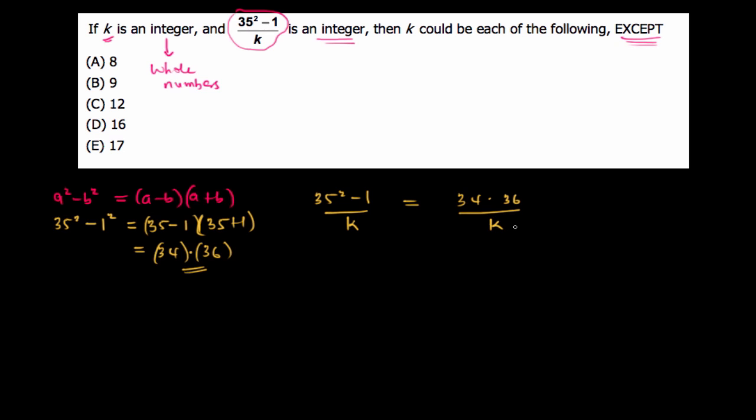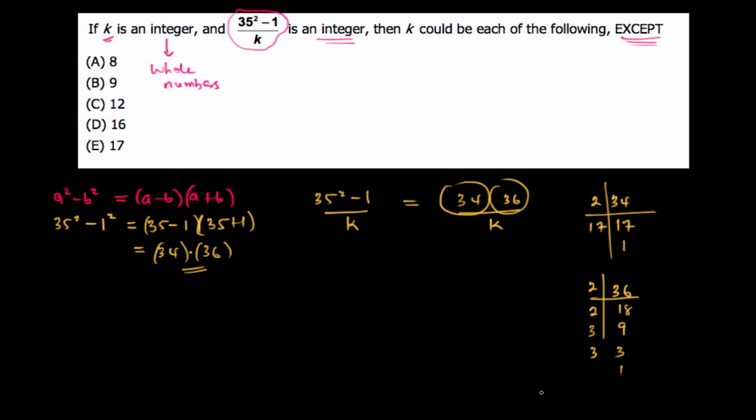Now again, to solve this problem, I'm going to break each of these down further. I want to find the prime factors of 34 and 36. How do I find the prime factors of 34 and 36? You recall, for 34, the lowest number that can go in 34 is 2. 2 in 34 is 17, and 17 goes in once, so you have 1. For 36, 2 in 36 gives 18, then 2 in 18 gives 9, 3 in 9 gives 3, and then 3 gives 1.